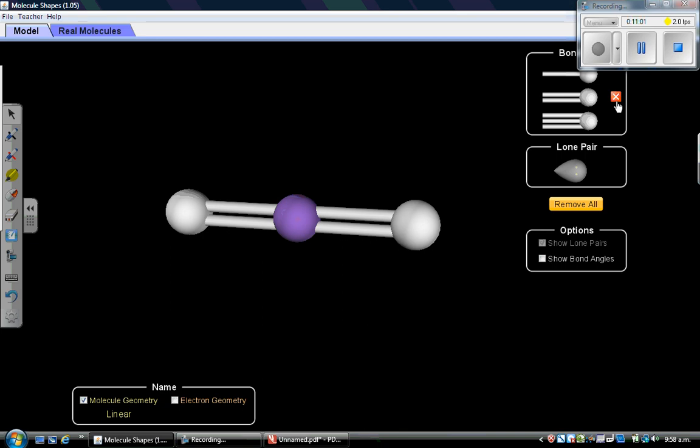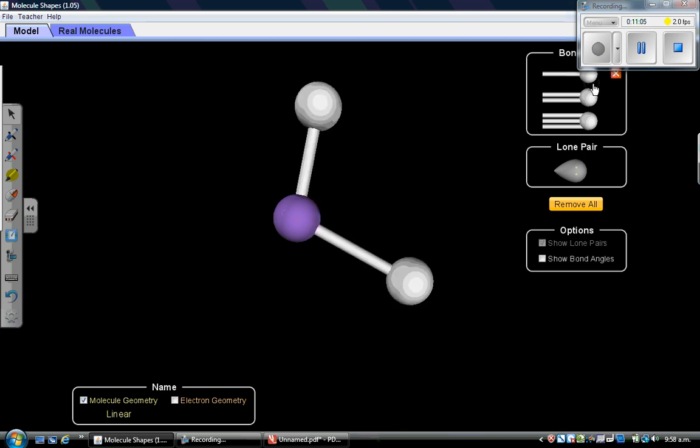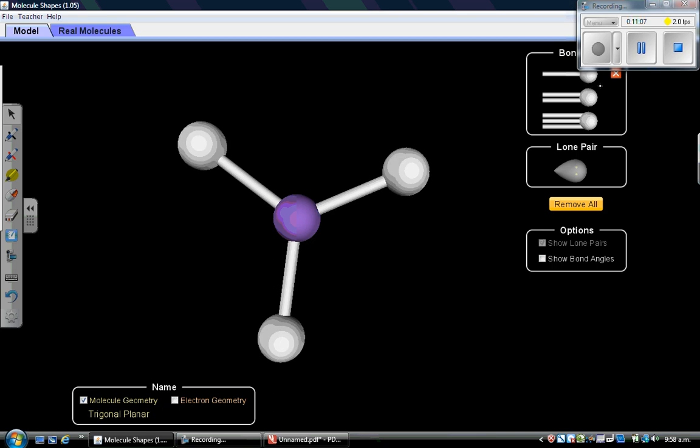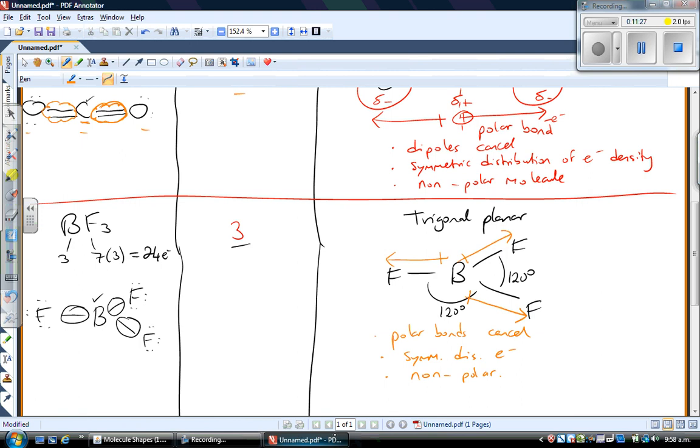Now, if we remove those double bonds and replace them with 3 single-bonded fluorines, as in the case of BF3, you can see that the molecular geometry has changed to trigonal planar, and it's quite easy to play around with the molecule. This software becomes particularly powerful when we're dealing with more complicated molecules, so I'll return to it from time to time during my explanations.